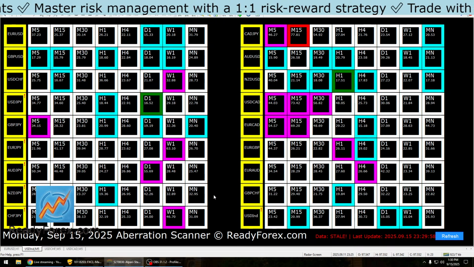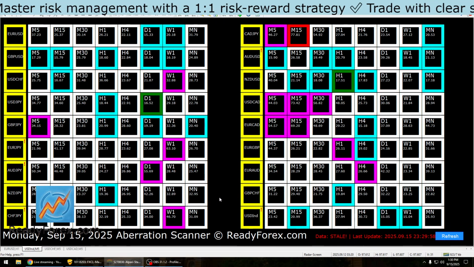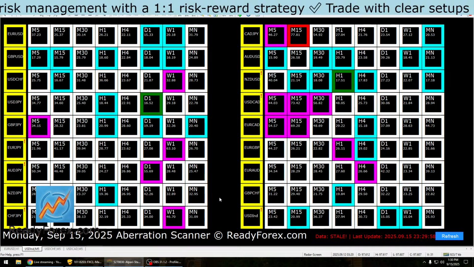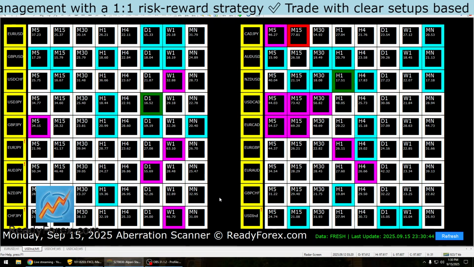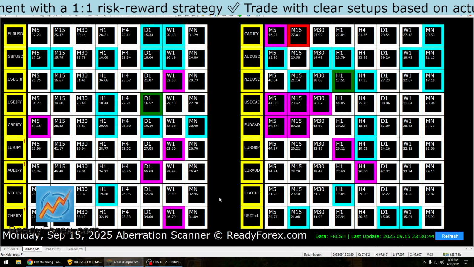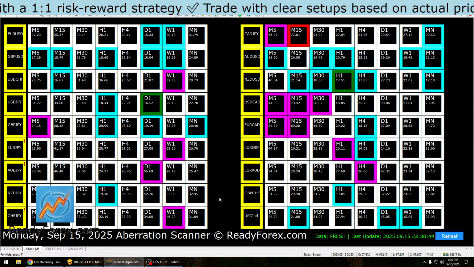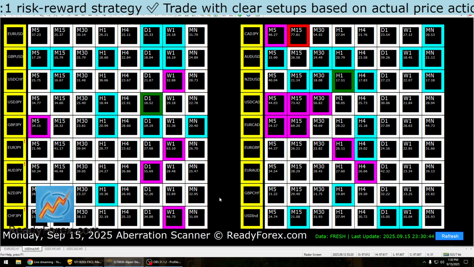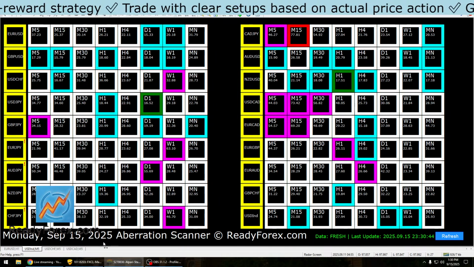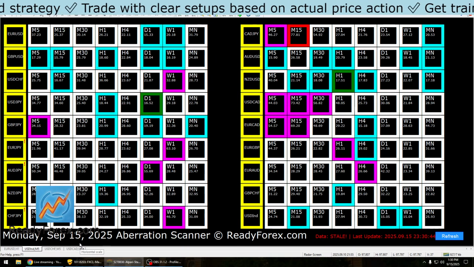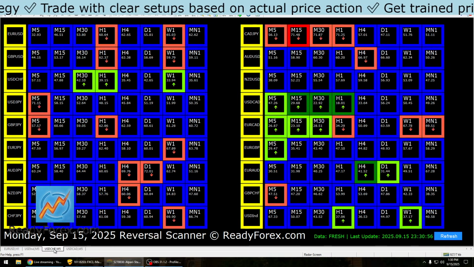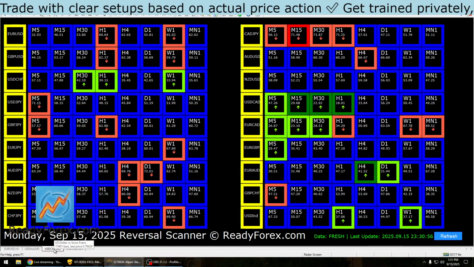Okay, this is the aberration. It seems to me USDCAD is showing some nice aberration over here. So we'll see how it goes. USDCAD is actually falling down. Let me go over to the reversal scanner.